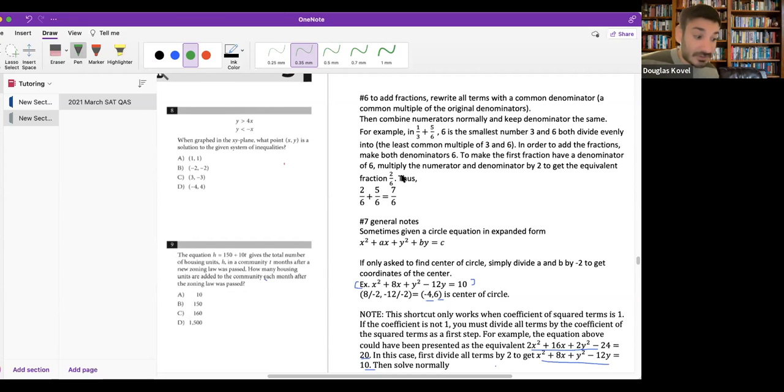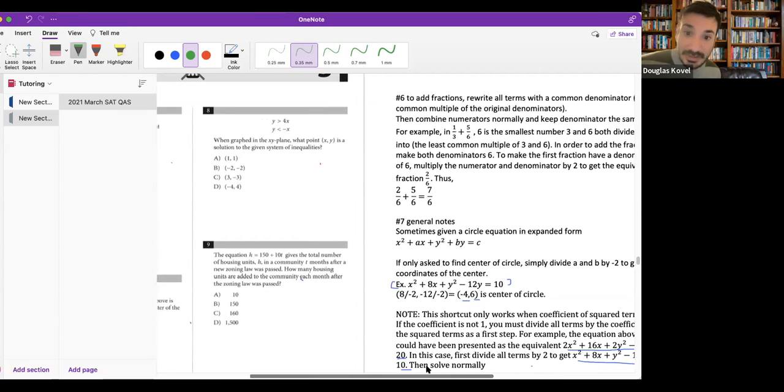If you didn't realize that 6 was the common denominator, you could have maybe made it 12. So you could have multiplied, let's say, 1/3 by 4 to get 4 over 12, and 5/6 by 2 to get 10 over 12. Then you would add them to get 14 over 12, which still reduces to 7 over 6. So regardless, as long as you do a common multiple, you'll get to the right answer.